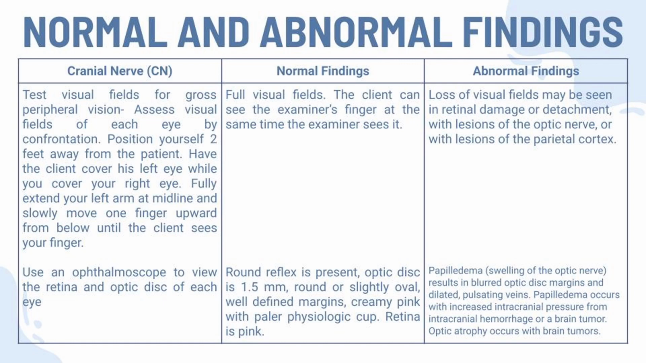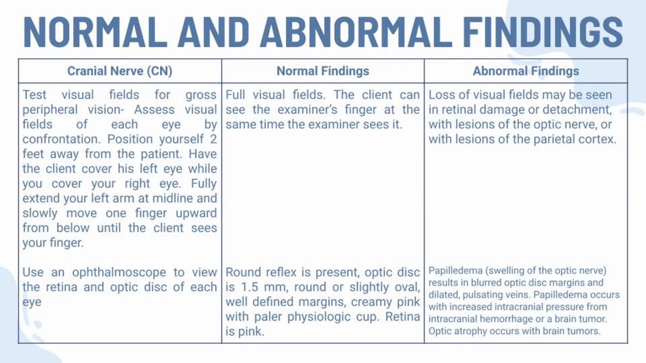Next is to test visual field for gross peripheral vision. Assess visual fields for each eye by confrontation. Position yourself 2 feet away from the patient. Have the client cover his left eye while you cover your right eye. Slowly extend your left arm at midline and slowly move one finger upward from below until the client sees your finger. Normal findings: full visual fields and the client can see the examiner's finger at the same time the examiner sees it. For abnormal findings, loss of visual fields may be seen in retinal damage or detachment, with lesions of the optic nerve or with lesions of the parietal cortex.